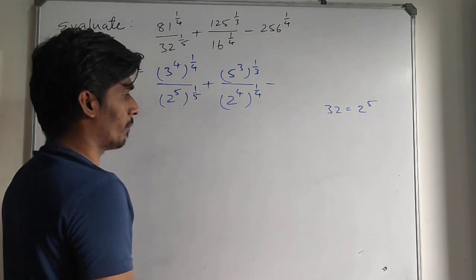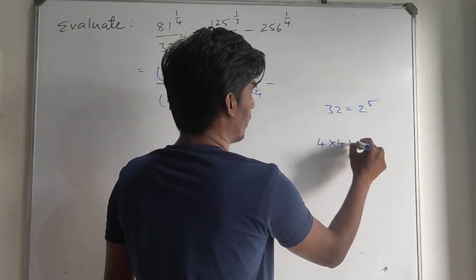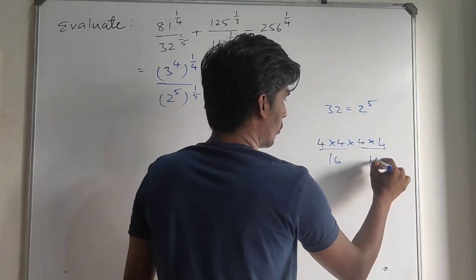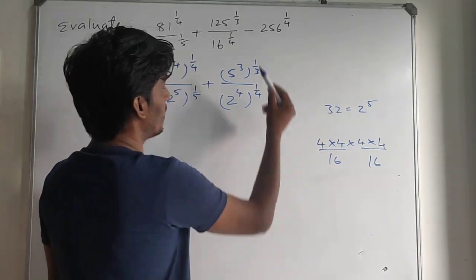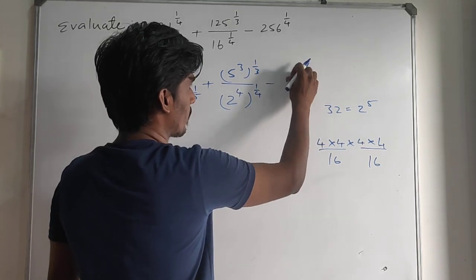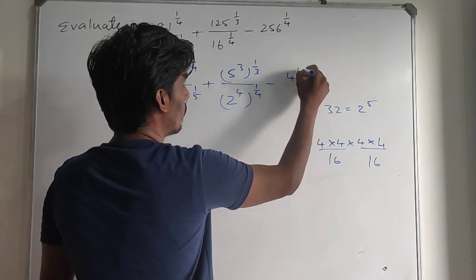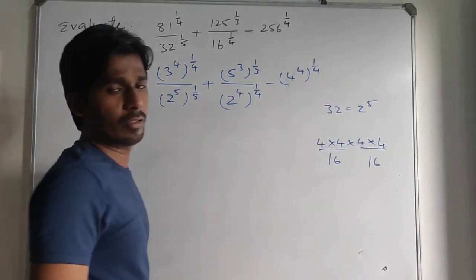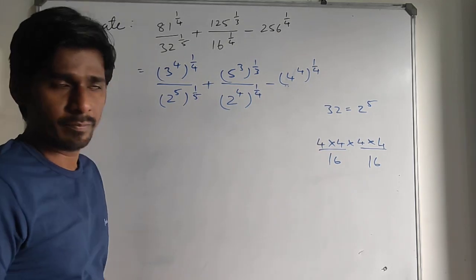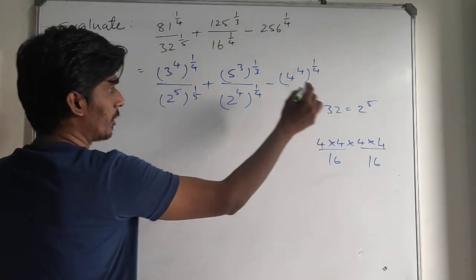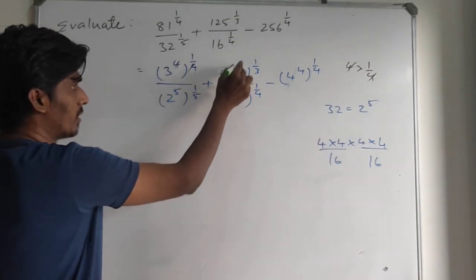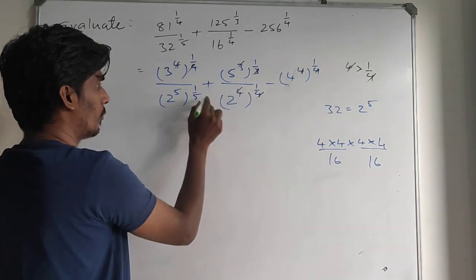256 is the fourth power of which number? 4 into 4 into 4 into 4. 4 4s are 16, 4 4s are 16. 16 into 16 is what? 256. So 4 raised to 4, raised to 1 by 4. Now again you know that power of power, they are going to multiply each other and it will get cancelled. So this 4 into 1 upon 4, both get cancelled. So this 2 cancels, 3 3 cancel, 4 4, 4 4, 5 5.